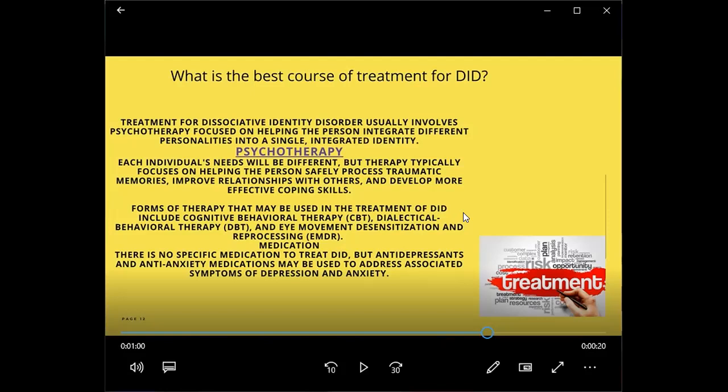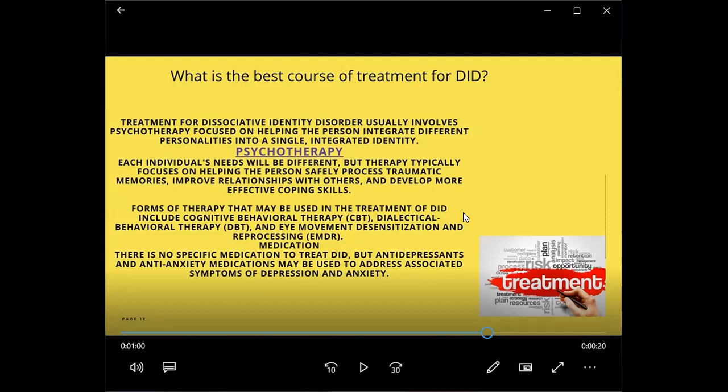All right, so the best course of treatment for DID is psychotherapy. This is where it's helping the person integrate different personalities into one identity. So they're taking each identity and they're trying to form it into one psychologically. So amnesia is going to have to happen, so each identity can understand, hey, they can't be there anymore and they have to form into one.